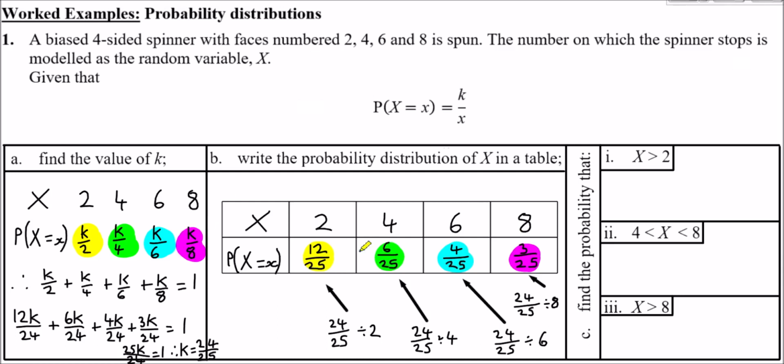As a double check, if you were to add all these fractions together, you would get 25 over 25, 25 25ths, which, as you'd expect, equals 1. Now you've done A and B, you've done the hard work. Part C is actually much more straightforward. So part C says find the probability that x is greater than 2. So the probability of x is greater than 2, that just equals the probability that x is 4, 6 or 8. And so that equals 6 over 25 plus 4 over 25 plus 3 over 25. That gives us overall 13 over 25.